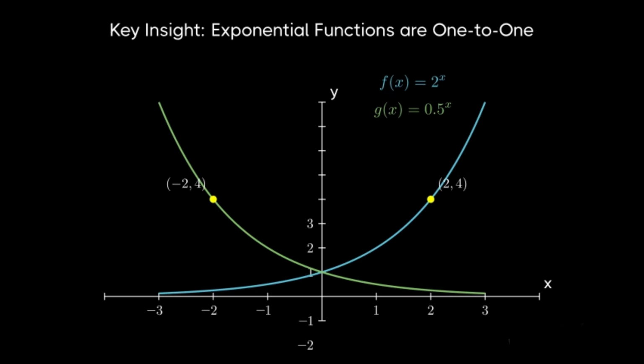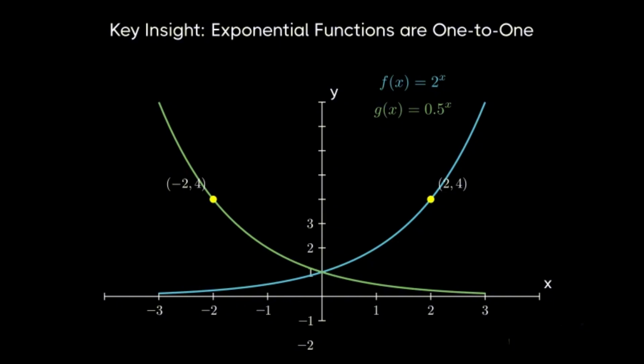This property holds true for any exponential function k to the x power, as long as k is positive and not equal to 1. From this one-to-one property comes our key theorem. If k to the power of n equals k to the power of m, then n must equal m. This only works when k is positive and not equal to 1.